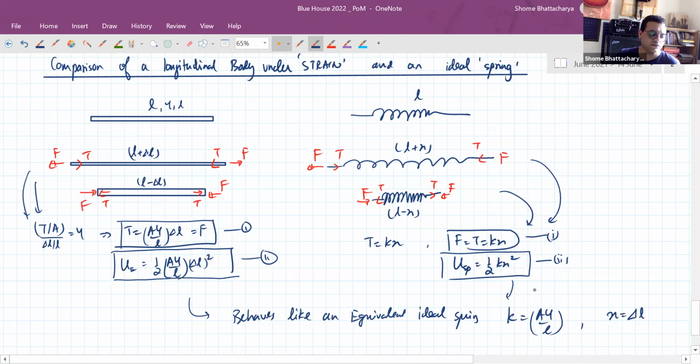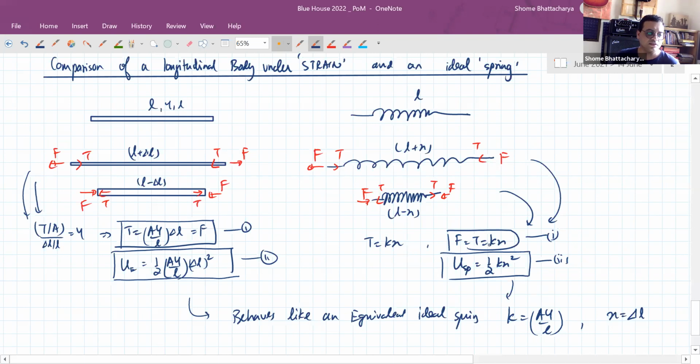The property AY by L is a physical property for the given rod or the given material. It has a fixed value of area of cross section, a fixed value of natural length, and a constant value of Young's modulus, which is the material property. So AY by L is a constant for the given body, so it is playing the role of the equivalent spring constant.